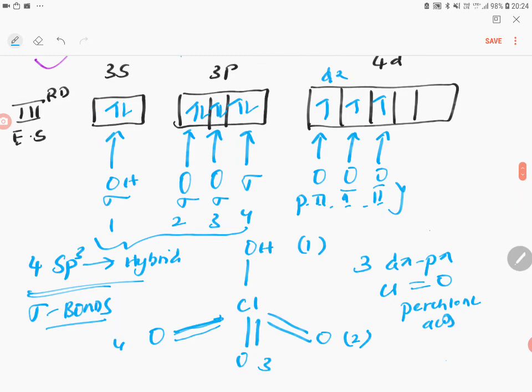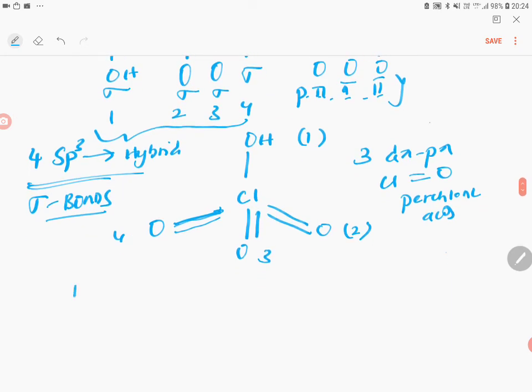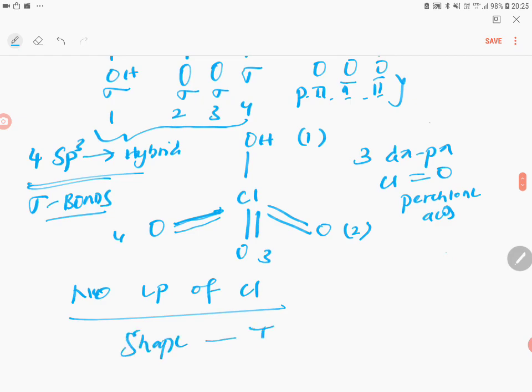Then, what is the shape of this molecule? Do you have any lone pair? No lone pairs on chlorine. Therefore, the shape is tetrahedral.